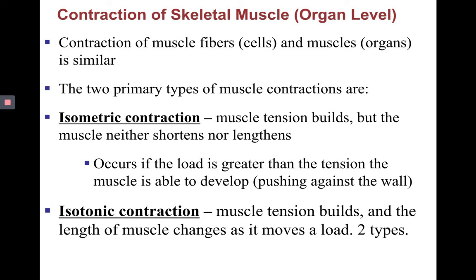There are two types of isotonic contraction, but the key point to take away here is that during isometric contraction, the muscle doesn't shorten or lengthen. During isotonic contraction, the muscle shortens or lengthens. So we get movement, we get length change with isotonic that we don't see with isometric.